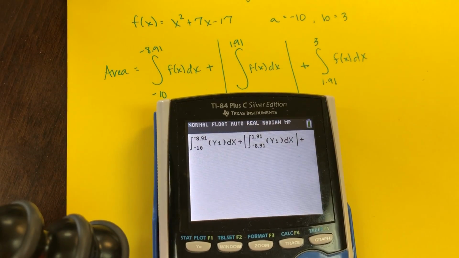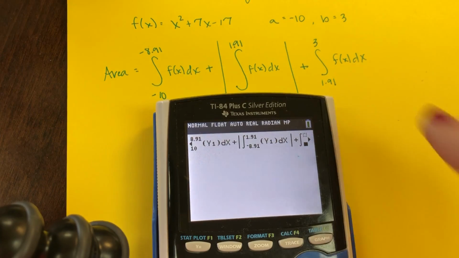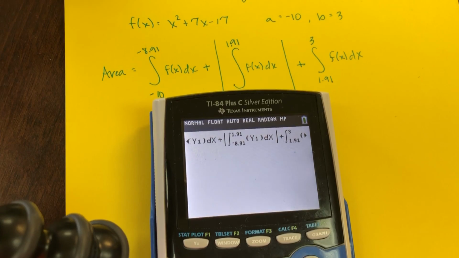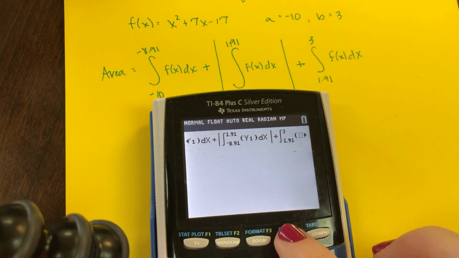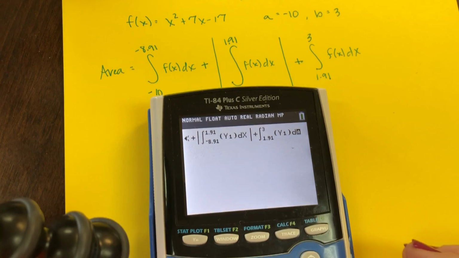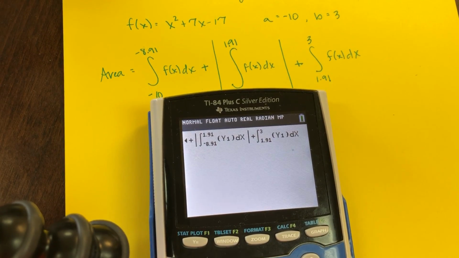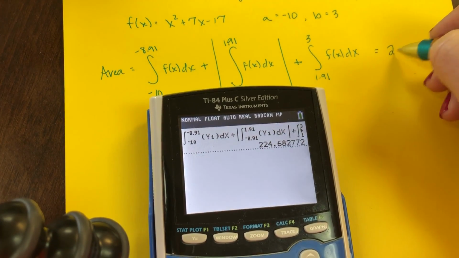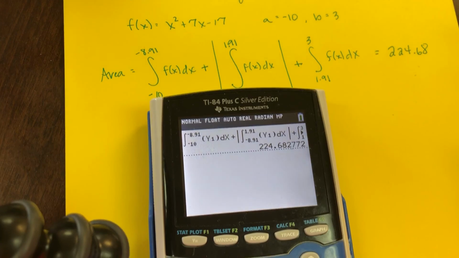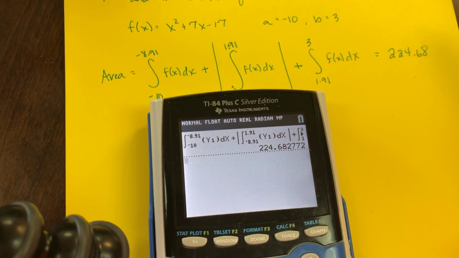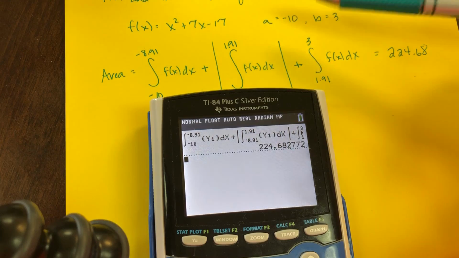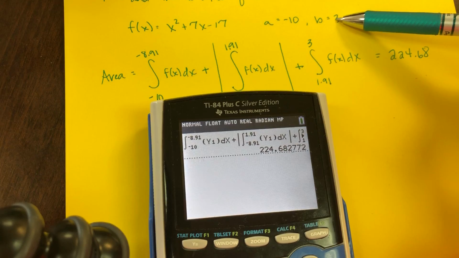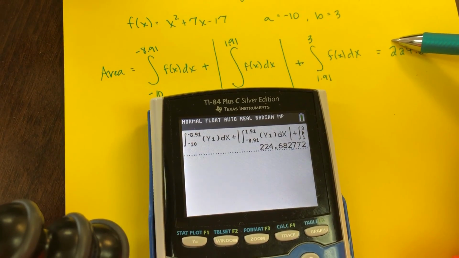Add that to another math 9. 1.91 is on the bottom, 3 is on the top, and we're still using the same Y1 curve. And we hit enter, and ta-da, there's my number. That's the area. If you just antiderived this from negative 10 to positive 3, you would get a number, and that number would represent something, but it would not represent the area, and you would be wrong.